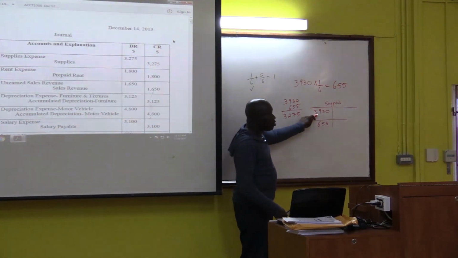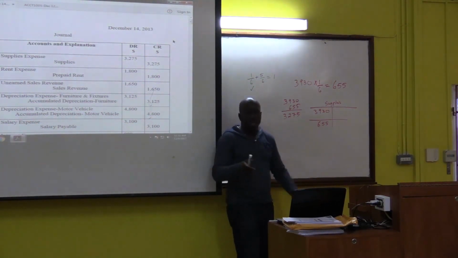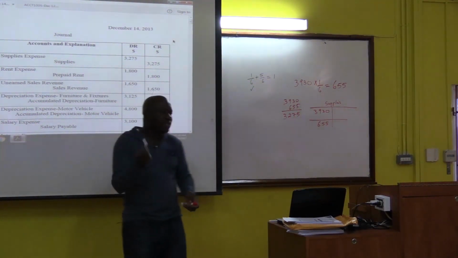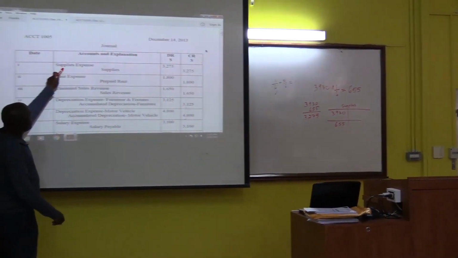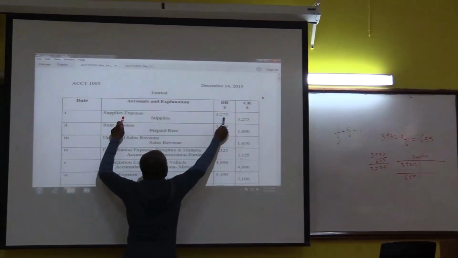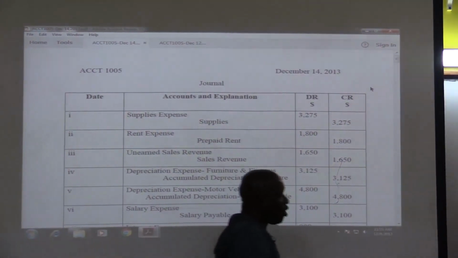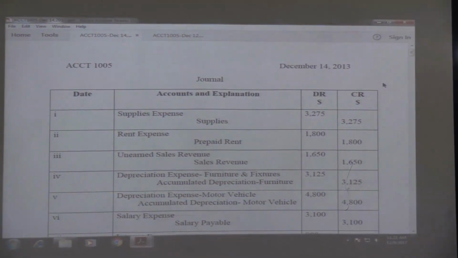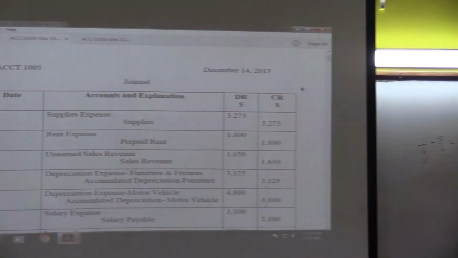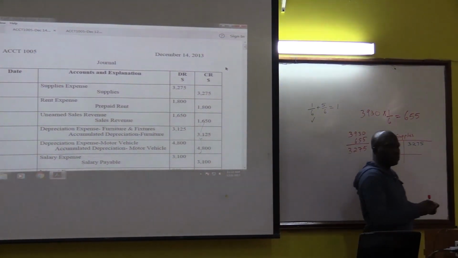So if this account was on the debit side, we have to credit it to reduce it. Is that clear? So since we've used up 5/6, we're going to debit supplies expense with the difference, which is 3,275, and credit supplies, which is what I show you right here. So I credit supplies with 3,275. Okay?